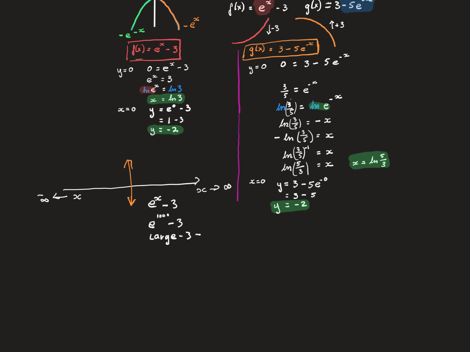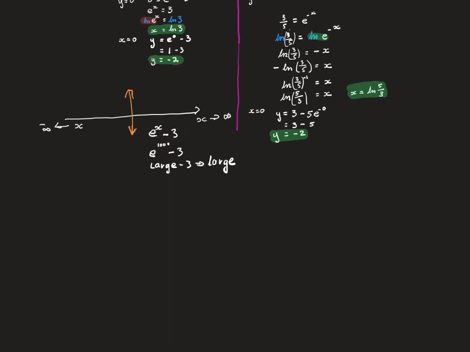So in the end, you are going to get a very large positive number. And what you will actually write is, as x goes to positive infinity, then f(x) also goes to positive infinity. This is your answer to this question.